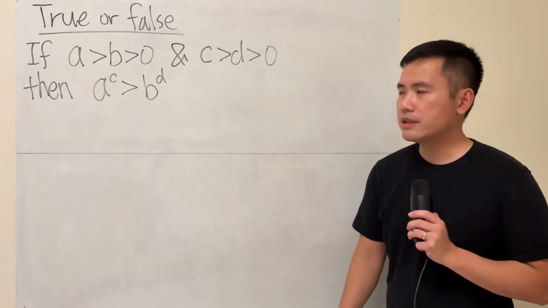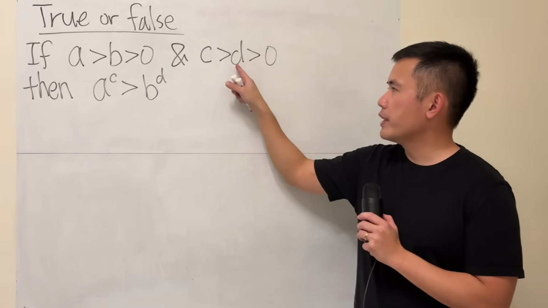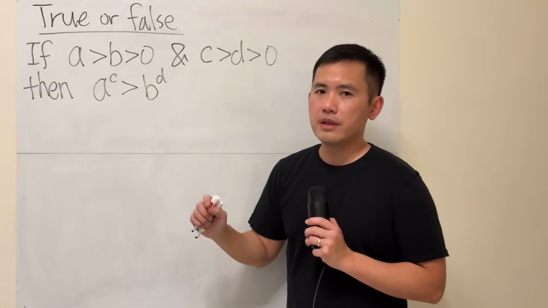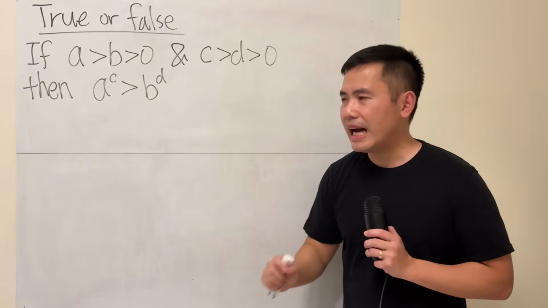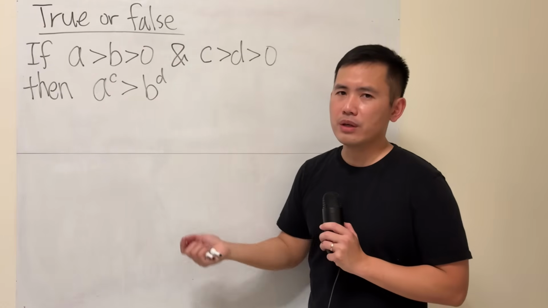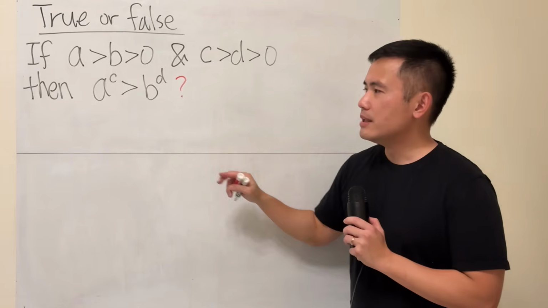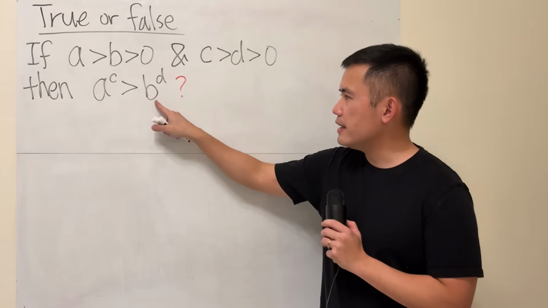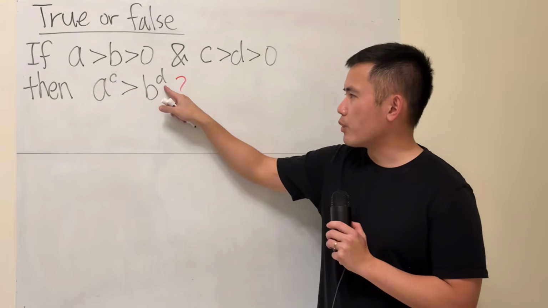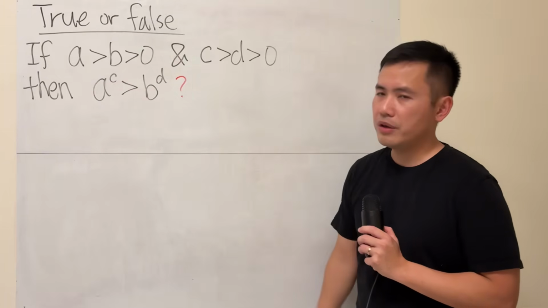True or false. Here, we have A is greater than B and C is greater than D. They are all positive. The question is, do we really have A to the C's power being greater than B to the D's power? It looks obvious, right? Because this base is greater than this base, this power is greater than that power, so the whole thing here should be greater than this whole thing here.